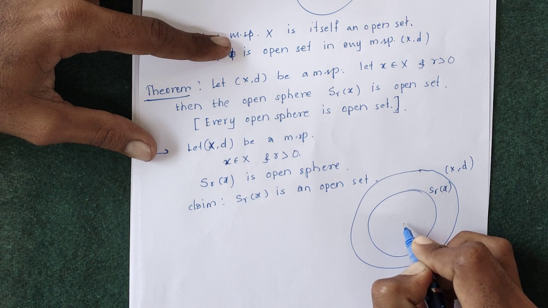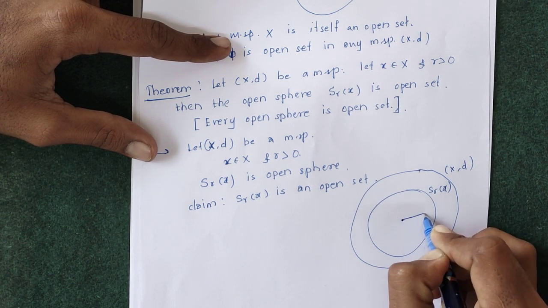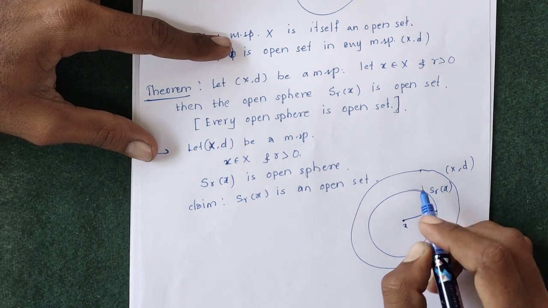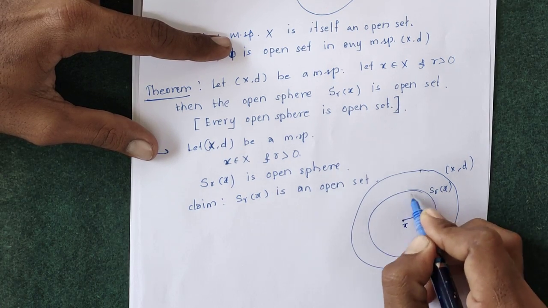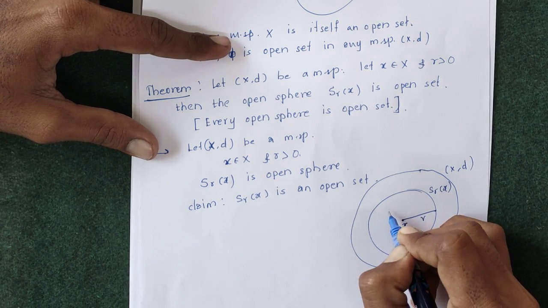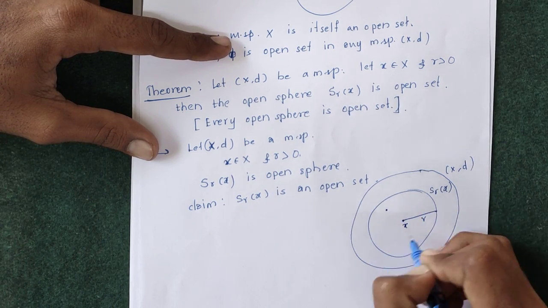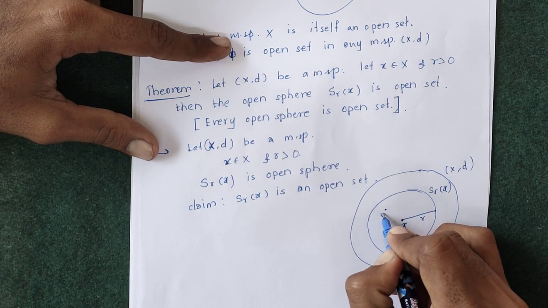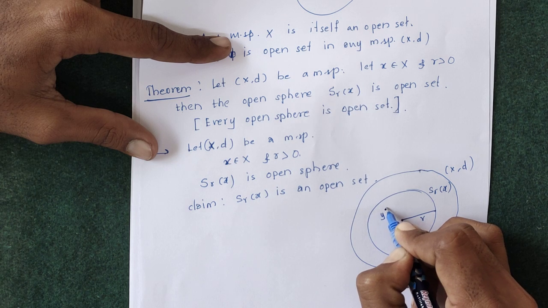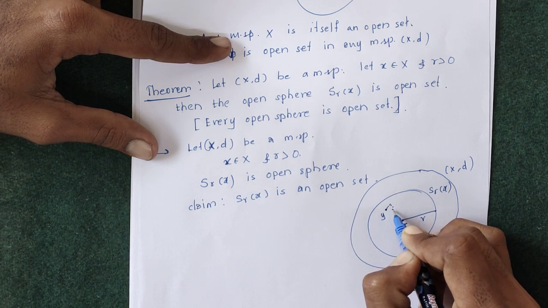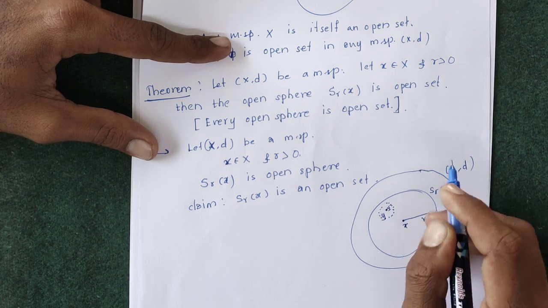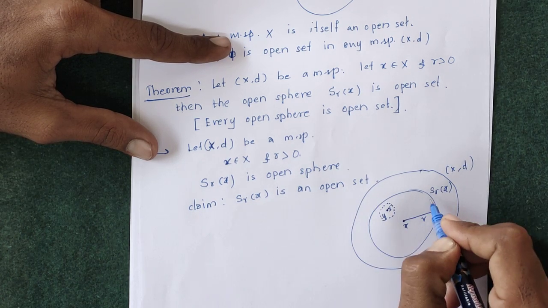Now suppose this is center X and this radius R, and this is an open sphere. Now we have to prove that this S_R(X) is an open set. So we have to prove that for each and every other element in this open sphere, suppose Y is an element of S_R(X), there exists some radius greater than 0 such that the open sphere centered at Y with some radius, suppose S, must be contained in this S_R(X).